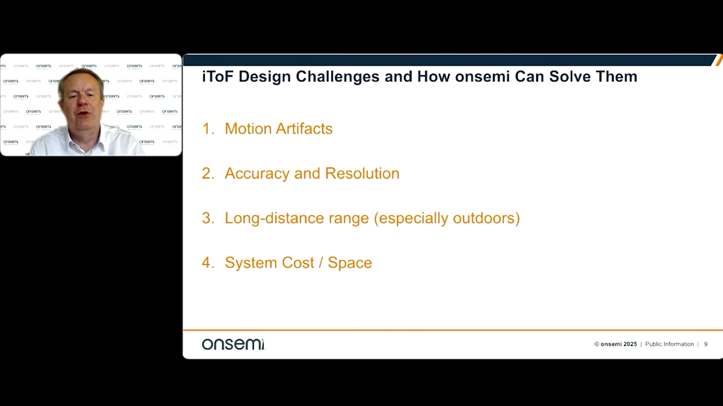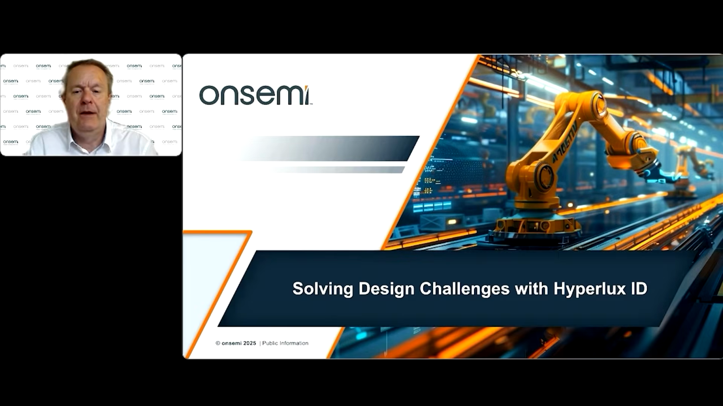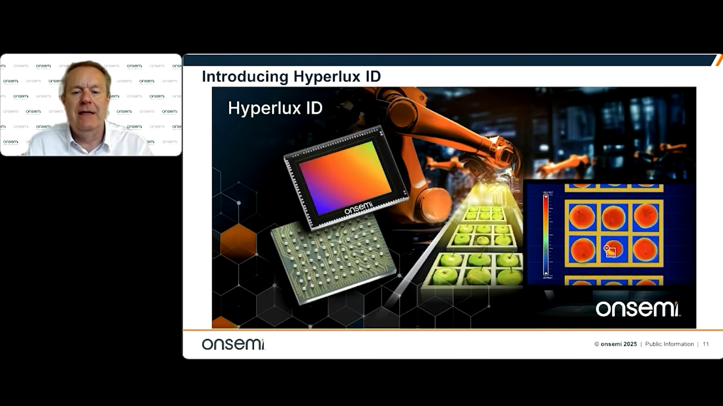You need to make sure you're keeping that small footprint because of, say, a robot arm where you've got limited space in order to have the depth sensor. You need to have low system cost, and I'll explain how Hyperlux ID, because of our embedded depth calculation, enables that low system cost. So I'm going to explain now how the new Hyperlux ID that we just introduced overcomes all of these design challenges. Okay, so solving the design challenges with Hyperlux ID.